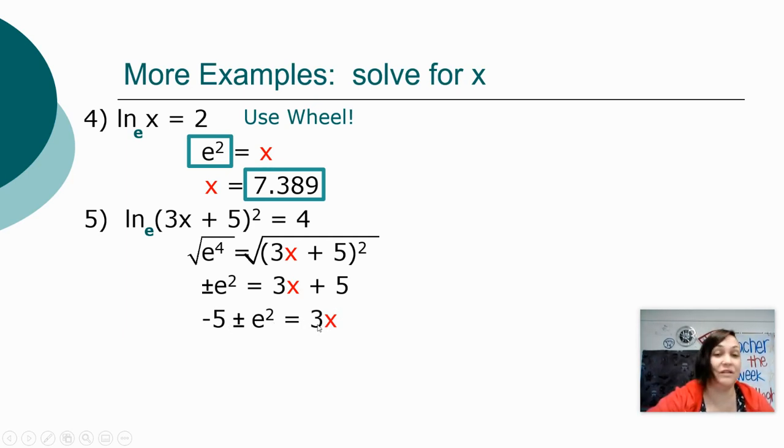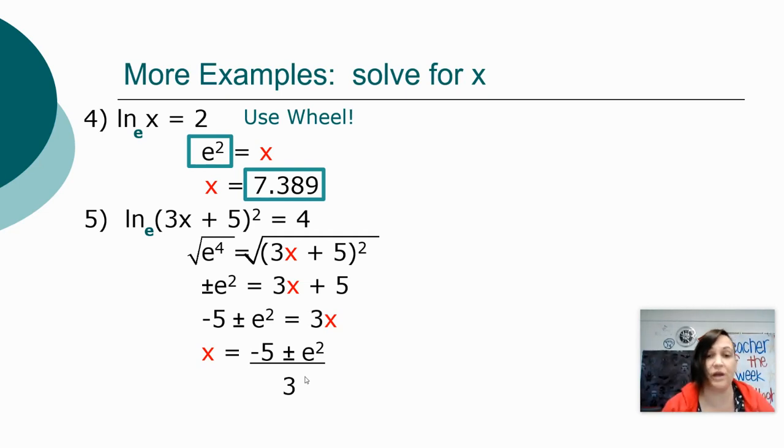And finally, I'm going to divide everything by 3. Now, when you divide the side with the adding and subtracting by 3, you can either make a ginormous division bar, or you can divide each thing individually. The 5 and the e squared can both be divided by the 3, but you do have to divide everything by 3. This is my exact answer. My letter x is now by itself, and so this would be my exact or calculator ready answer.